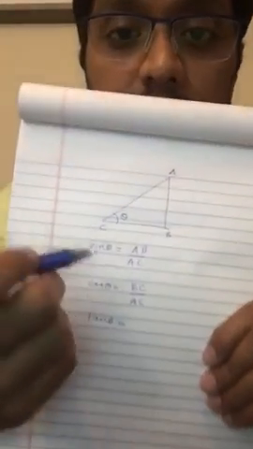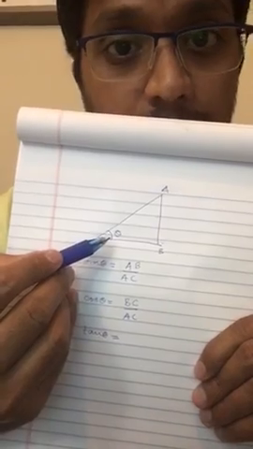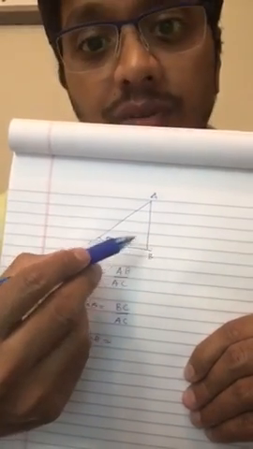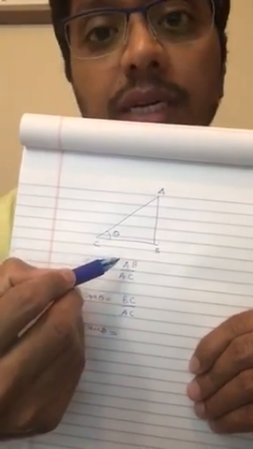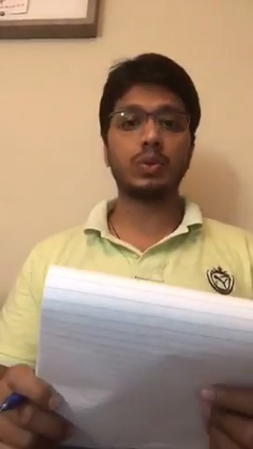Now the next function we need to look at is tangent theta. Tangent theta is the side opposite to the angle divided by the side adjacent to the angle, which is there in the right angle as well. So we would say that tangent theta is AB upon BC.